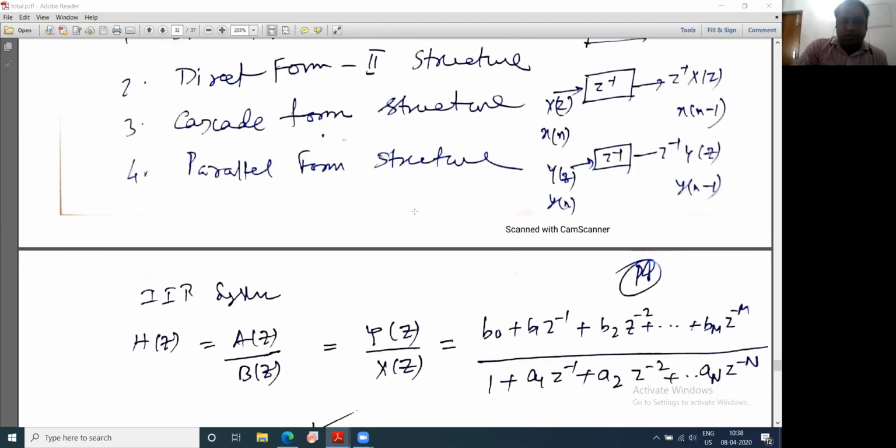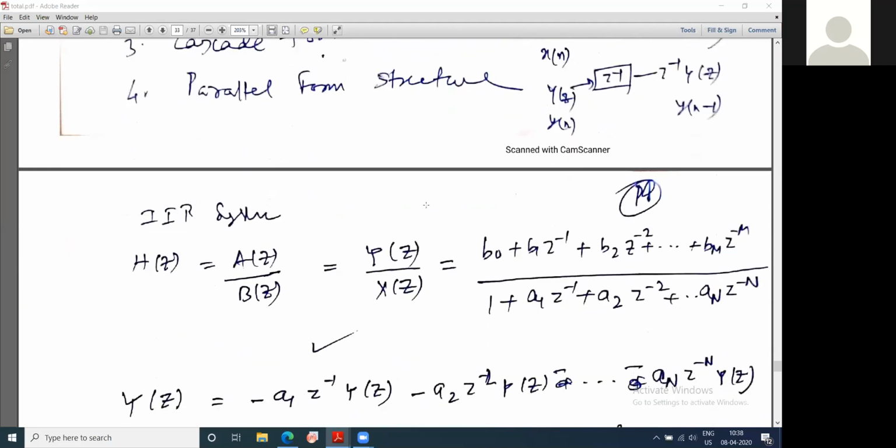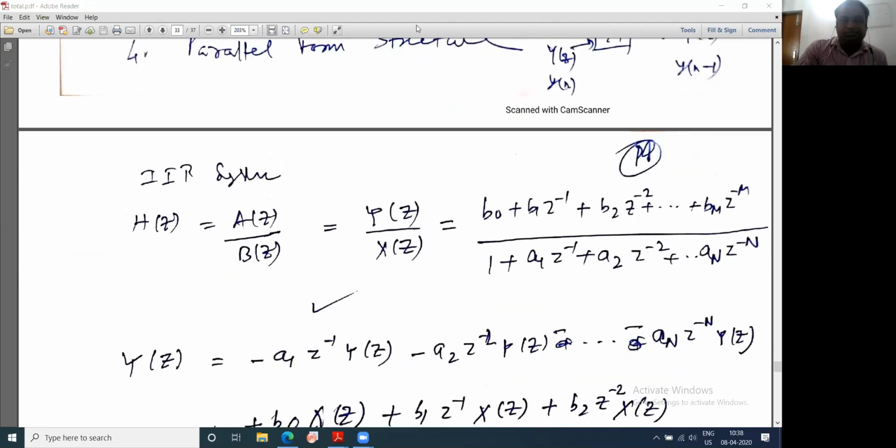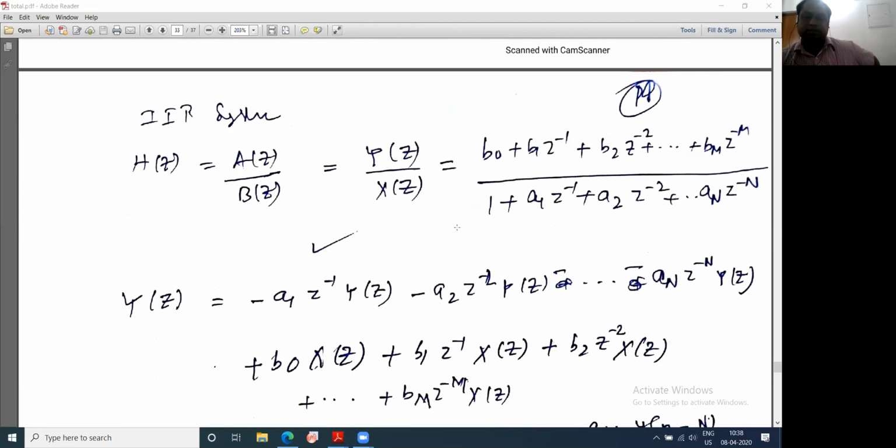So yesterday in class, we started discussing IIR system realization. If you have any doubt, you can ask. IIR system realization, what we started yesterday, this is the realization.